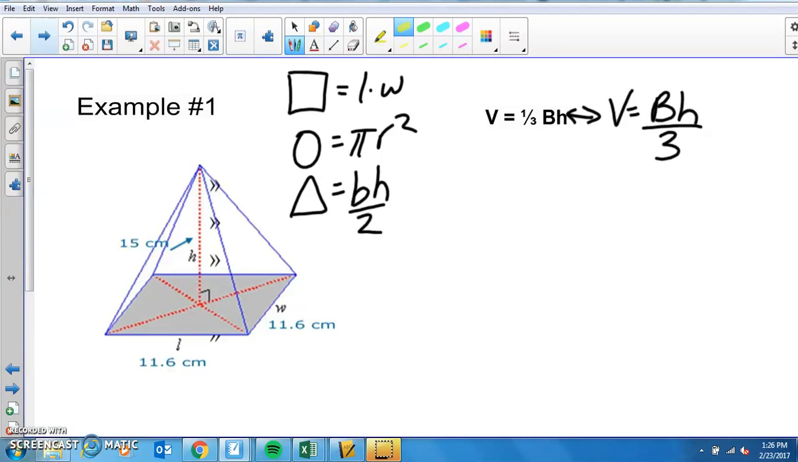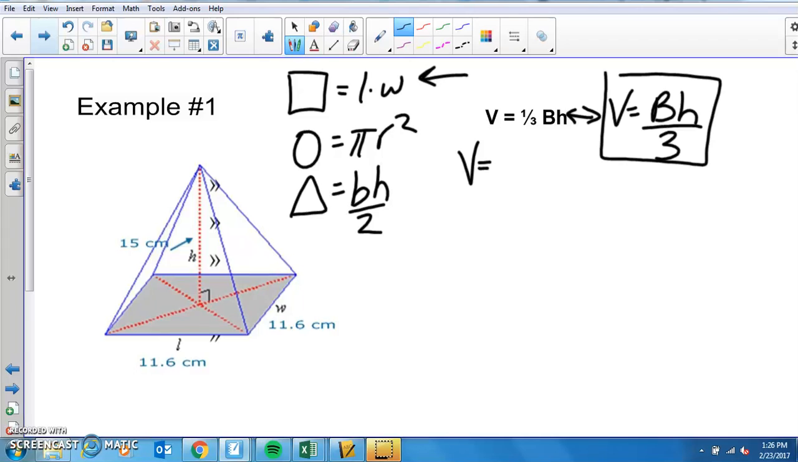So if we look at this pyramid, we see that the base has a length of 11.6 and a width of 11.6. So obviously that represents a square. So what I'm going to do is substitute this formula right here in for the uppercase B. The uppercase B is a square, so I'm going to substitute in length times width for the uppercase B. And then I have the lowercase h, which is in the formula. And then we divide all that by 3 once we multiply.